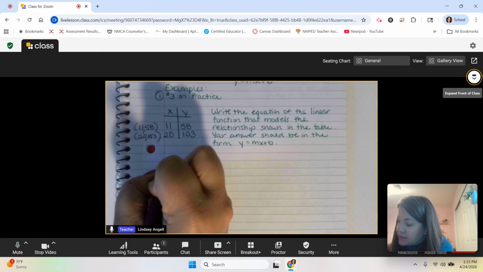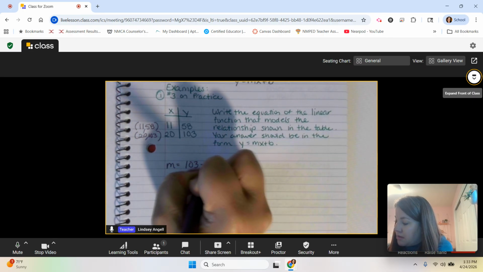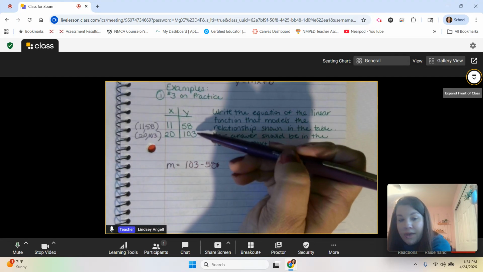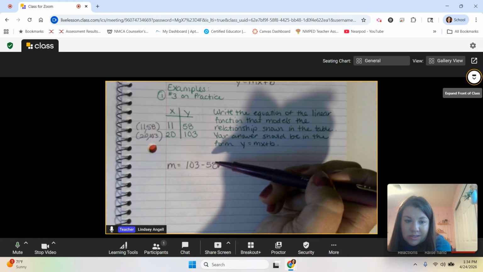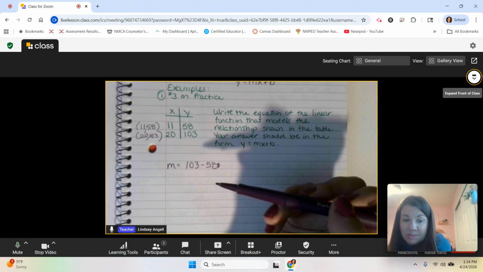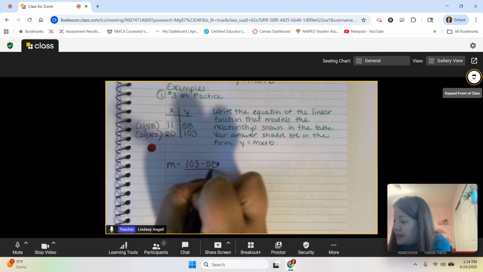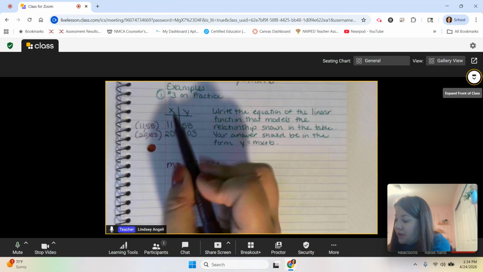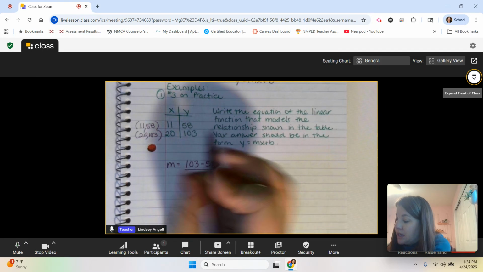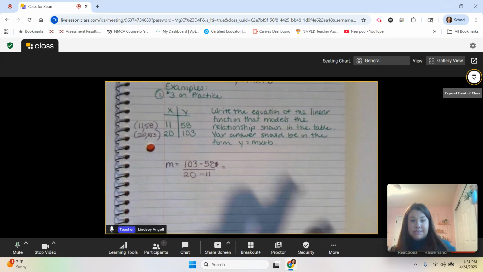So in this case, for slope, I'm going to do 103 minus 58. That's the change in the y values. Now I'm choosing to do it in this order just because I want to keep those positive numbers, but we technically could do it the other way if we really wanted. Now that needs to be over the change in our x values. So again, following the same pattern, using the second one first and then subtracting the first one from it, that's going to look like that.